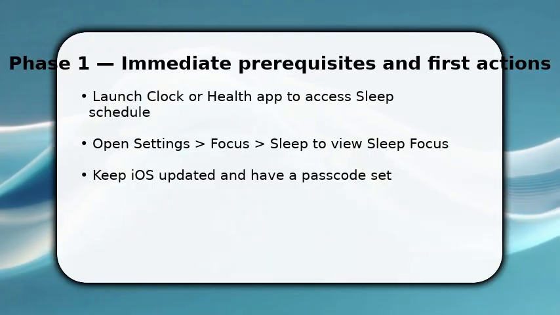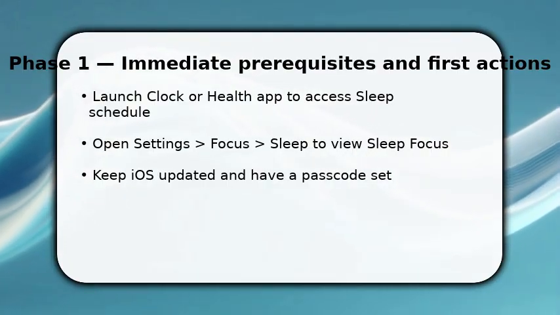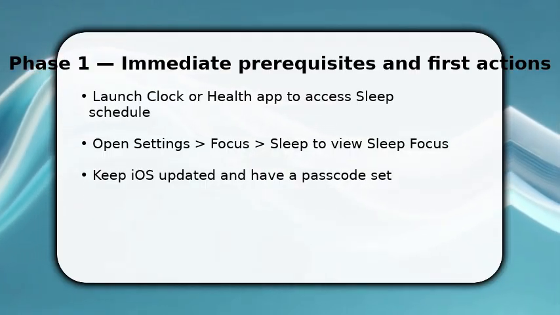You start by opening Clock or Health. That immediately exposes sleep schedule controls. Tap Schedule, then edit to change the active hours. This is the first actionable step.